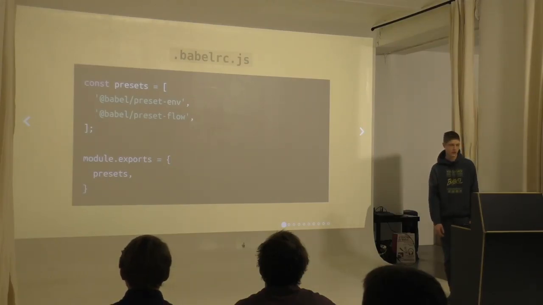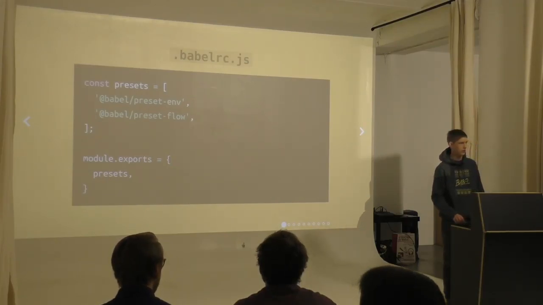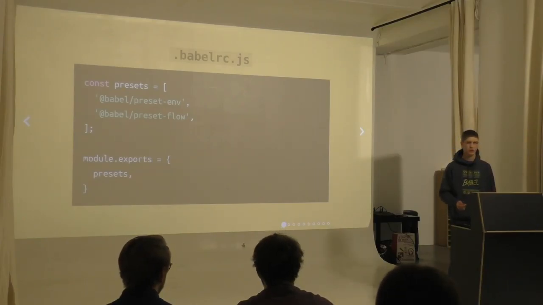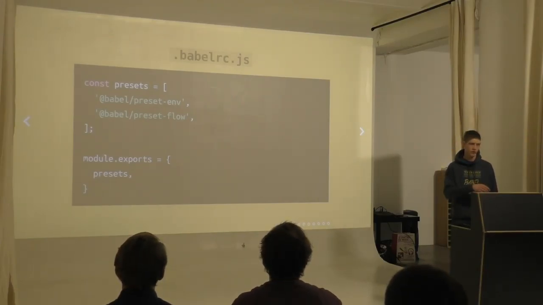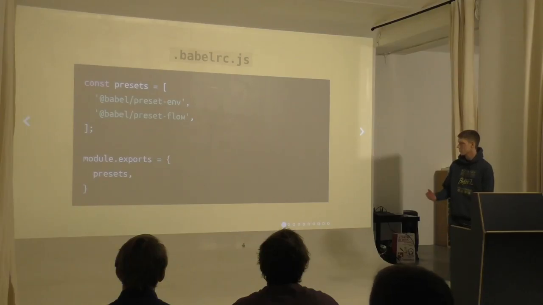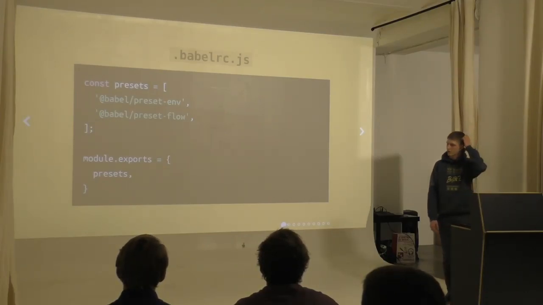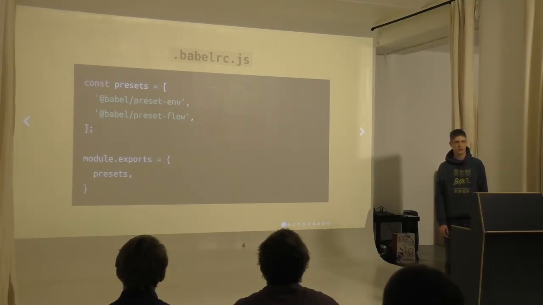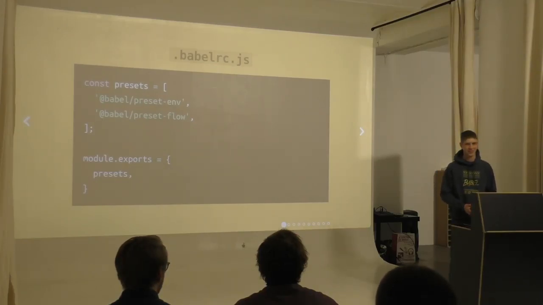A second cool feature, in my opinion, is the JavaScript configuration. Because in Babel 6 and earlier, you had this weird JSON5 config file. Now you can express this in JavaScript. And we intend to deprecate the env key. I don't know if you use the env key in your config. No? Nobody? Okay, so don't use it anymore.